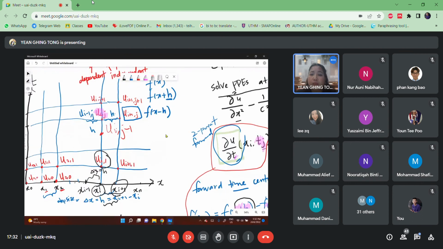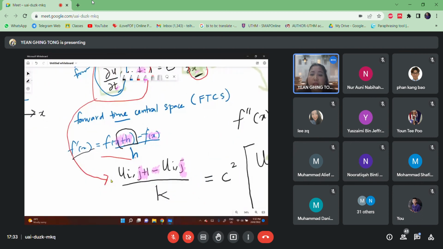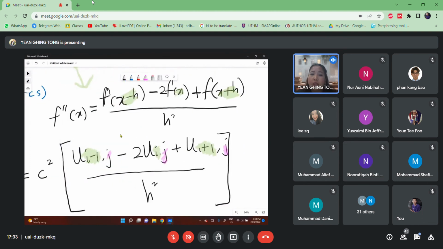So that comes to here, this one. Sorry, here. Can you understand this? This one, fx as uij. When fx plus h, that means it goes to the right side. It will become I plus 1. And when I say that this is x minus h, that means ui minus 1. You can refer to this one.